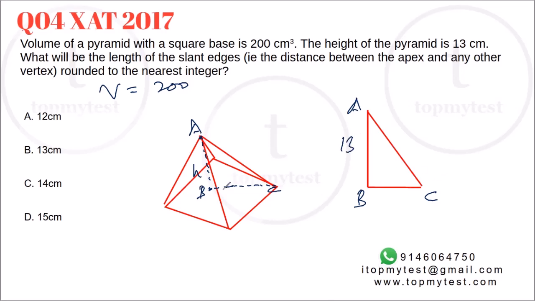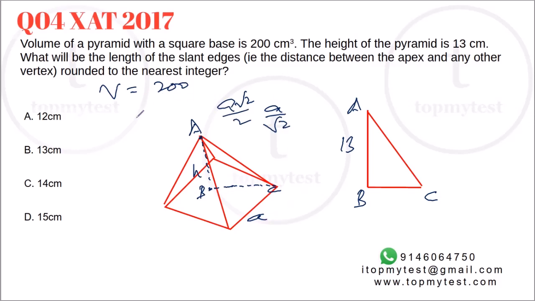Right, how will we find BC? BC will be half the diagonal of the square, right? So the side is A, BC will be A by root 2, or A root 2 divided by 2. That will be the value. So we need to find A. How will we find the value of A?